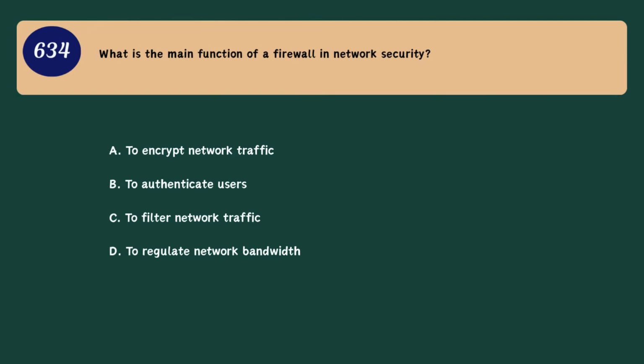Question 634. What is the main function of a firewall in network security? A. To encrypt network traffic. B. To authenticate users. C. To filter network traffic. D. To regulate network bandwidth.